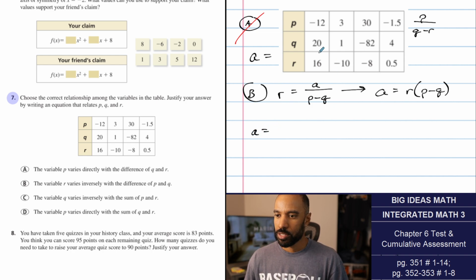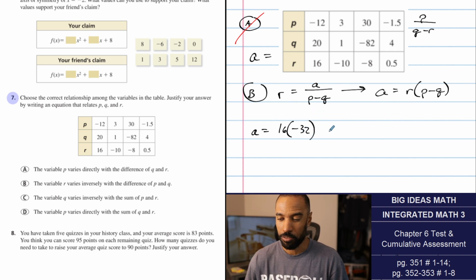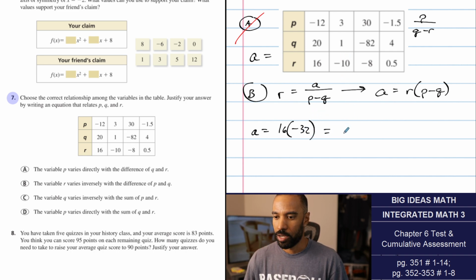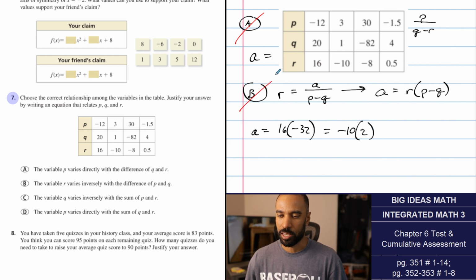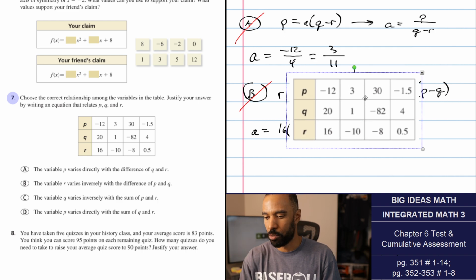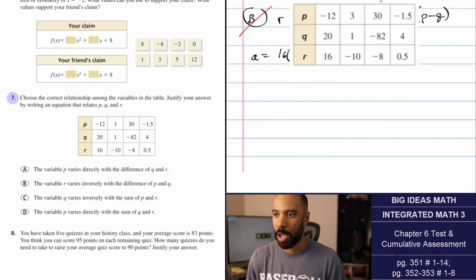A equals, let's do R times P minus Q. That's -12 minus 20 is -32. That's -512. Let's try this one. R times P minus Q. That's -10 times 2, which is -20. Those are not the same. So that's not the relationship. Just keep bringing it down as we keep doing more. Part C, or option C.